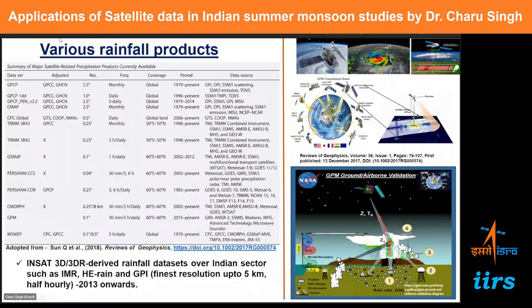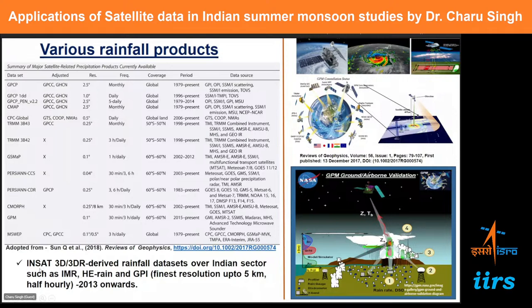Apart from these listed products, we also have data sets available from the Indian National Satellite System, INSAT 3D and 3DR. These two satellites are geostationary. They derive rainfall products over the Indian sector, like the IMSRA algorithm product, IMR, and the Hydro Estimator rainfall product, HE-RAIN, available up to 5-kilometer resolution at every half an hour from 2013 onwards.